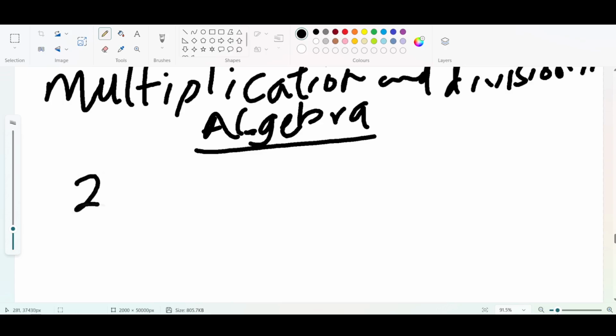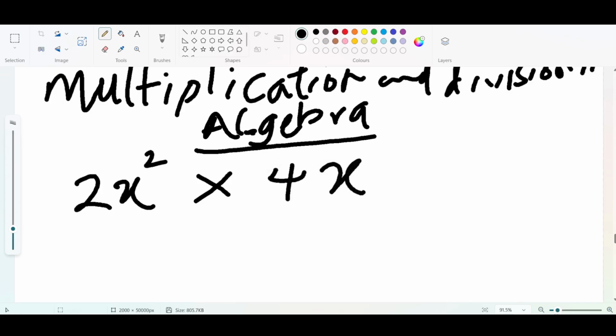Let's say we have 2x squared times 4x cubed. So we're asked to multiply these together. What are we going to do here? Because this is multiplication, we have an expression multiplying another expression. How do we go about the multiplication? First of all, the coefficient of the first one is 2 and its power is 2. And the coefficient of the second is 4 and the power is 3.